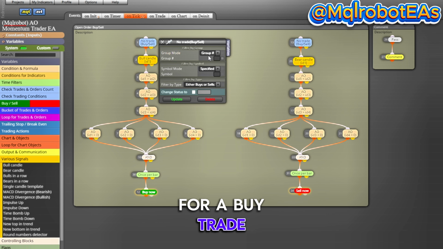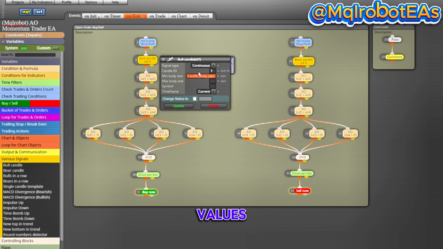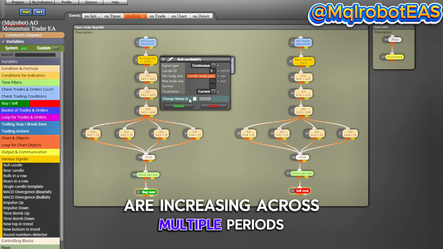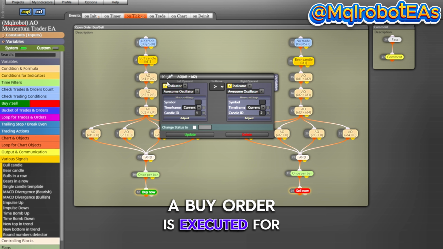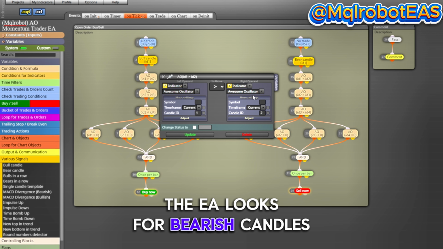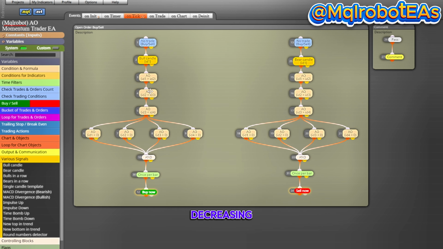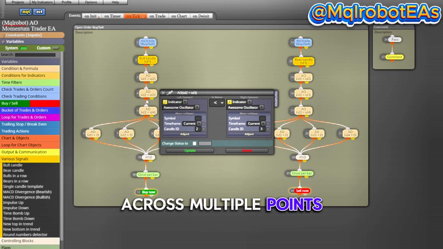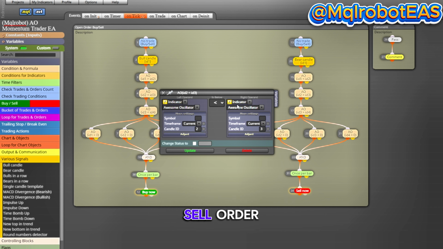For a buy trade, the EA checks if the current candle is bullish and confirms that the Awesome Oscillator values are increasing across multiple periods. When these conditions align, a buy order is executed. For a sell trade, the process is reversed. The EA looks for bearish candles and confirmation that the Awesome Oscillator values are decreasing across multiple points in time. Once confirmed, the EA places a sell order.